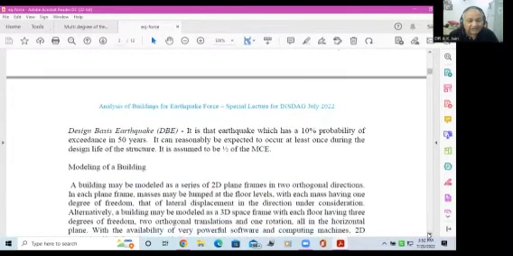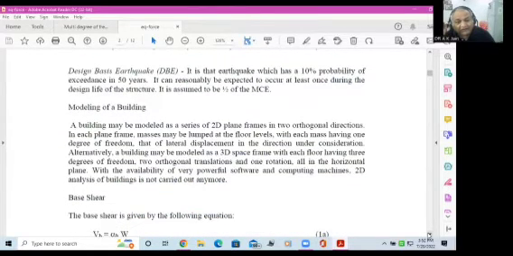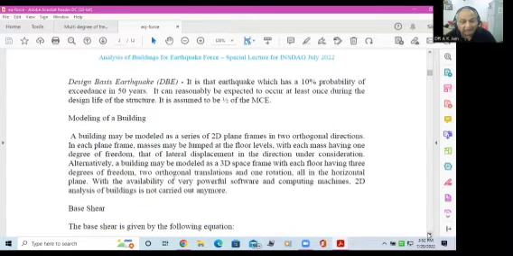The other term is DBE, that is design basis earthquake. It is that earthquake which has a 10% probability of occurrence in 50 years. It can reasonably be expected to occur at least once during the design life of a structure. It is assumed to be 1/2 of the MCE. So if you know the MCE, you divide by 2, you get the DBE.